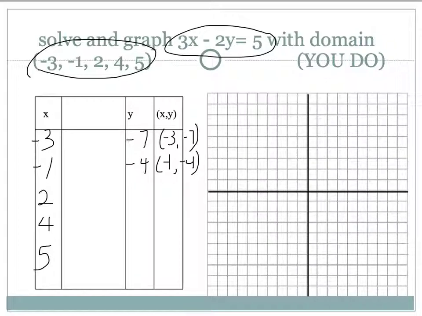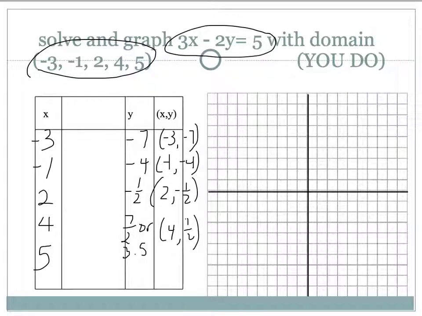When you plug in 2, you get negative 1/2. So my coordinate is 2, negative 1/2. For 4, when you plug it in, you would get 7 over 2, or you can write it as 3.5, whichever one you prefer. So 4, 7 over 2. And the last one, when you plug in 5, out comes 5. So I have here 5 and 5. Okay, so the last thing we need to do is graph all of our points.